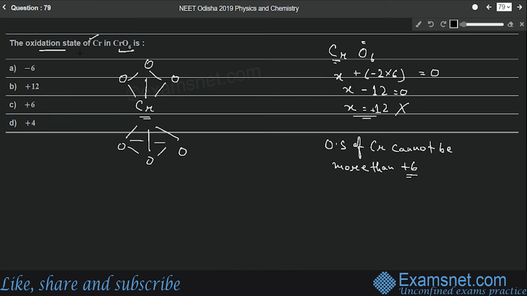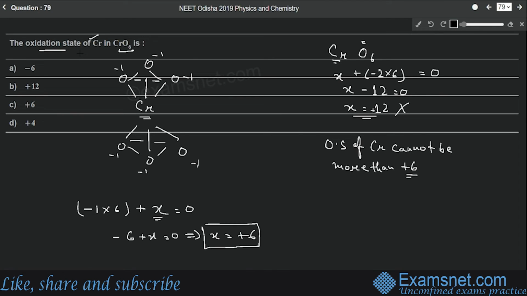So let's connect them. Now here we can see that the oxidation state of each oxygen atom will be -1. We have 6 oxygen atoms, so it will be -1 into 6 plus the oxidation state of chromium, that is X, will be 0. So -6 plus X will be 0. That means the oxidation state of chromium will be equal to +6. Therefore the correct option will be option number C.